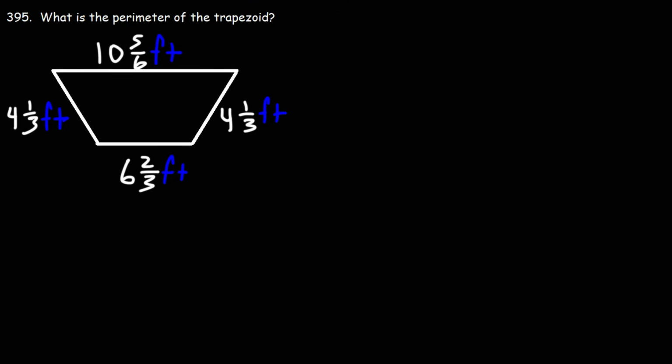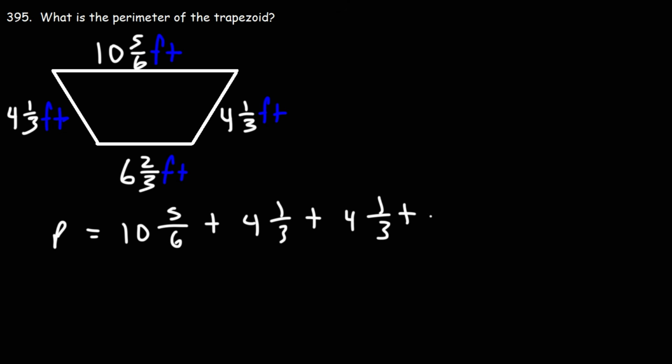Number 395. What is the perimeter of the trapezoid? The perimeter is going to be the distance around the outer edges of the figure. So it's going to be the sum of all four sides, which means we need to add 10 and 5/6, 4 and 1/3, plus 4 and 1/3, plus 6 and 2/3.